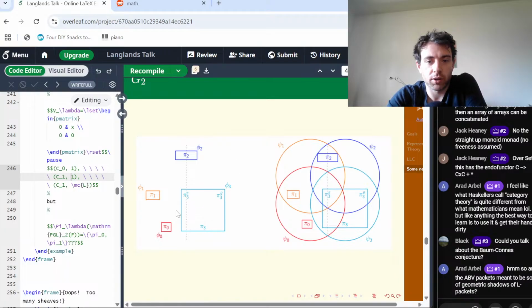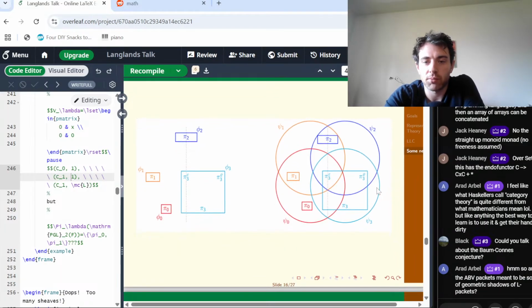And we can see these square boxes are their L packets. So we see 3 of them are singletons, and one of them has 3. It's very unsymmetric. But then if you look on the right hand side, now we see psi 1, psi 2, psi 3, and psi naught. These are the Arthur packets. Each Arthur packet actually contains 3 representations. So somehow it's more symmetric now.